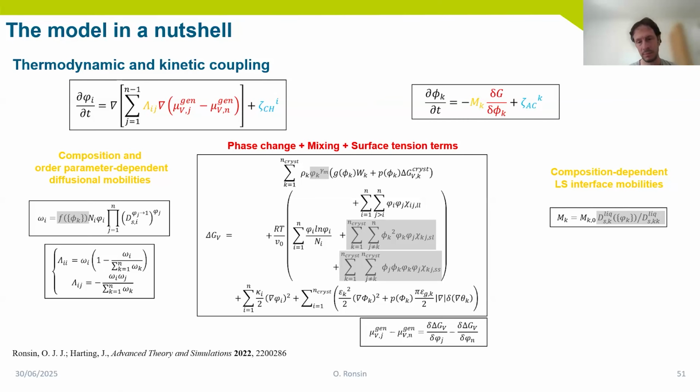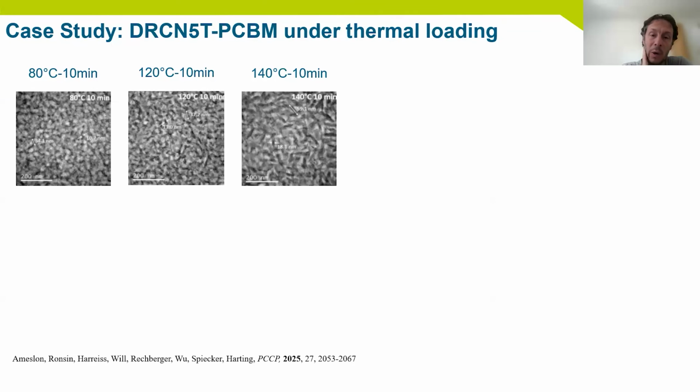Now, having this couple set of equations, we can work. And here I want to show you an example of a comparison of phase field simulations with a real case. So here what you see are TEM pictures of small molecule fullerene bulk heterojunctions. As usual, these TEM pictures are not perfect, but nevertheless, I don't know if you can see that on your screen, but this is a thermal annealing at different temperatures for a given time.